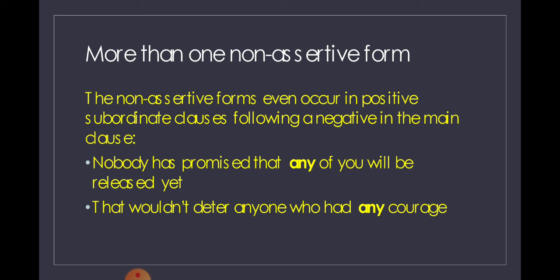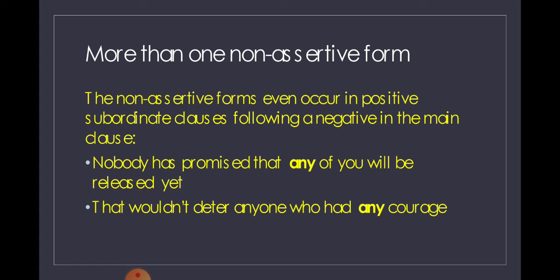The non-assertive forms even occur in positive subordinate clauses following a negative in the main clause. So if we have two clauses and the main clause is negated by a negative word or morpheme, in the subordinate clause, which is positive, we can use non-assertive words like any, anyone, no, no one, etc. We can use them in the positive clause if it is used with a main clause that has a negative word or morpheme.